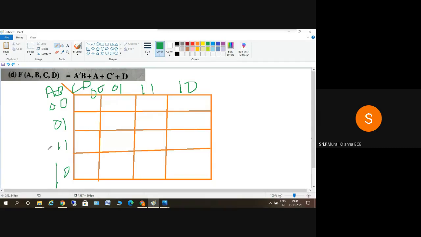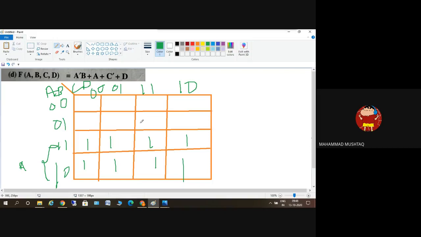So where does A come? If we group these two rows, we get A: 1 1, 1 0, sir. So only 1 0 and 1 1 we have to get A here. So there is no column term here. Group these two, we'll get A, and all the columns are selected in these 2 rows, because we need an octet to eliminate 3 literals. Clear?